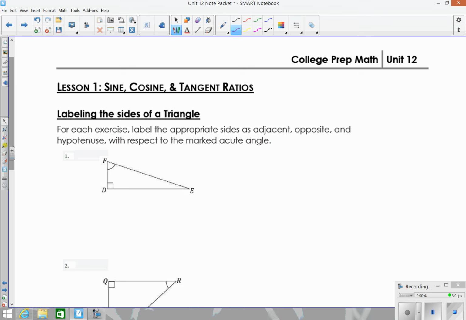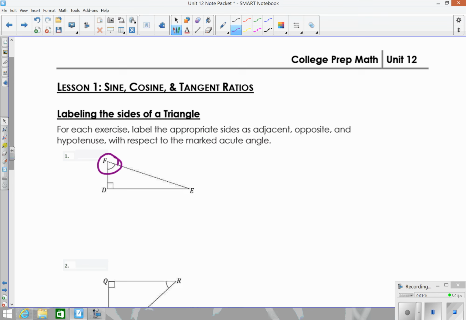But before we can do that, we have to make sure that we know how to label the sides of a right triangle. So for these first three problems, we're going to look at the marked acute angle, and we're going to label the sides adjacent, opposite, and the hypotenuse with respect to this acute angle that's labeled. We're never going to be using the right angle when we're labeling the sides of a right triangle. We're always going to be looking at one of the other two acute angles. So in this case, angle F is the angle that I'm looking at.